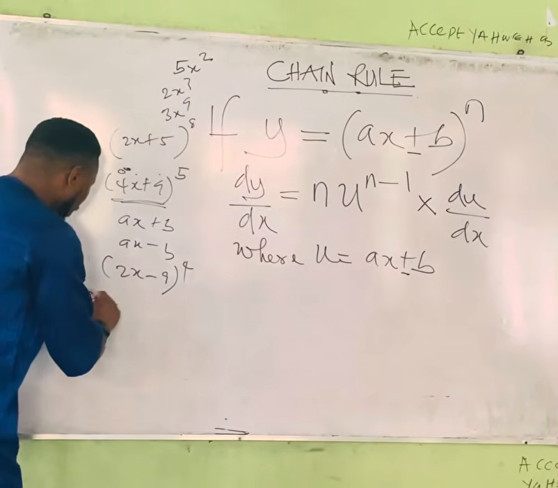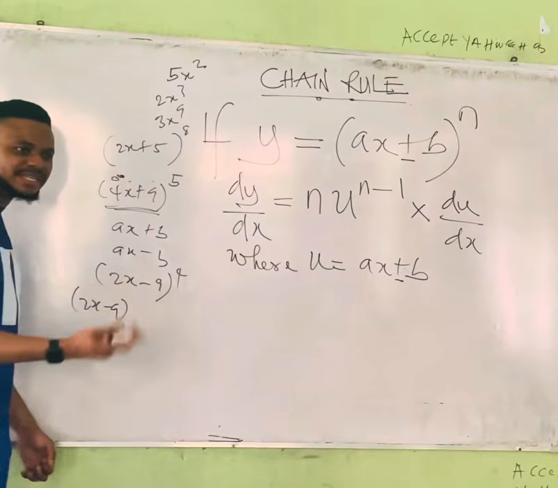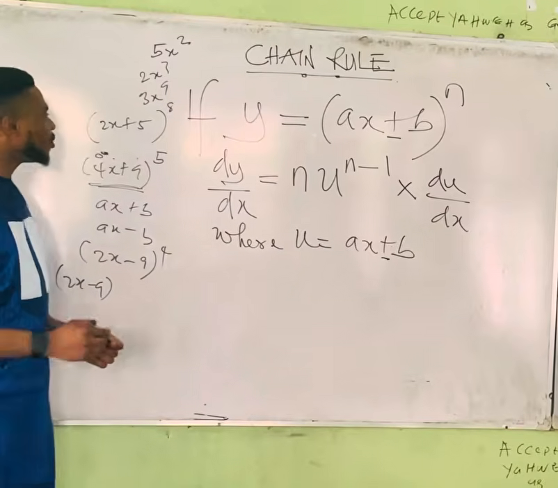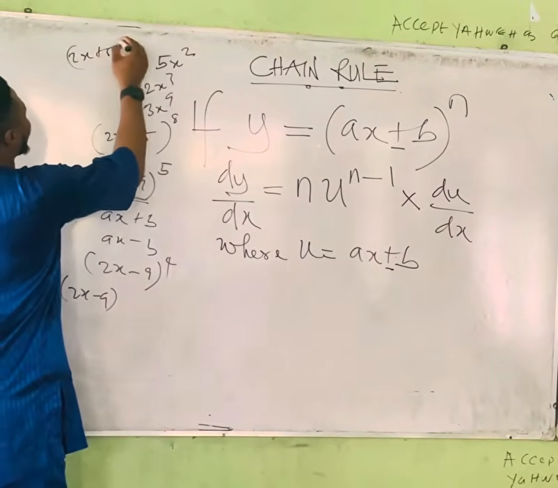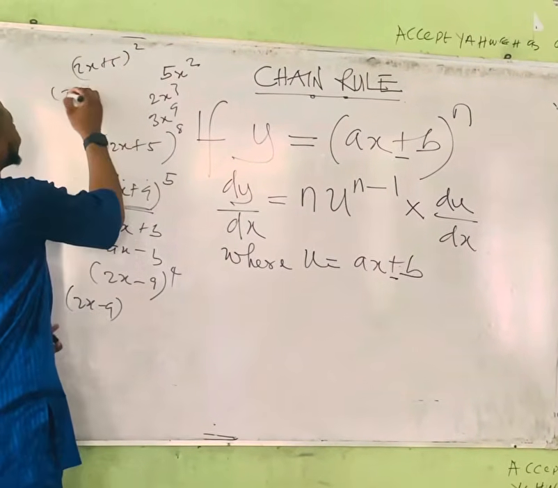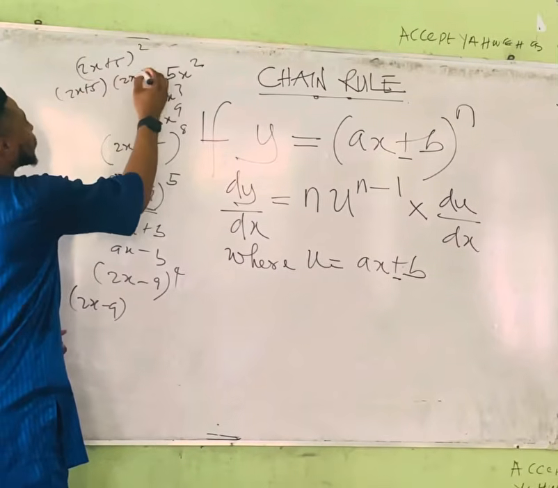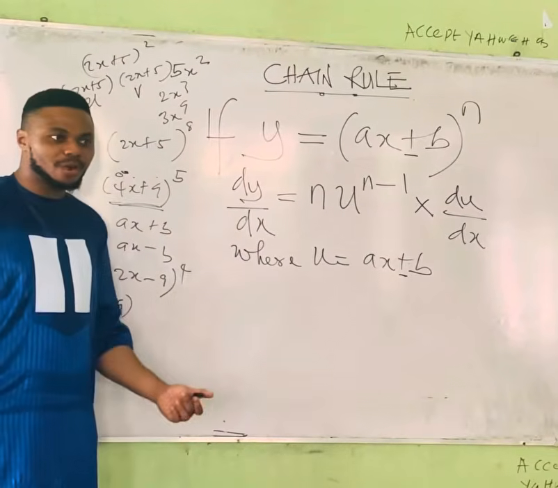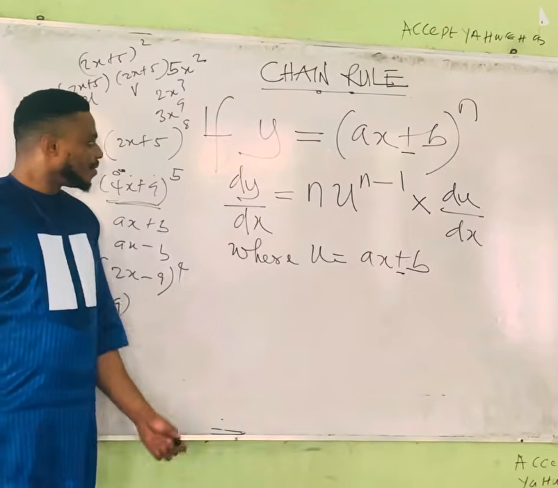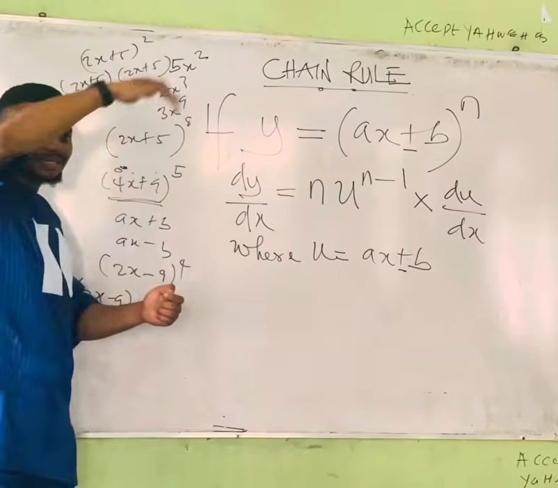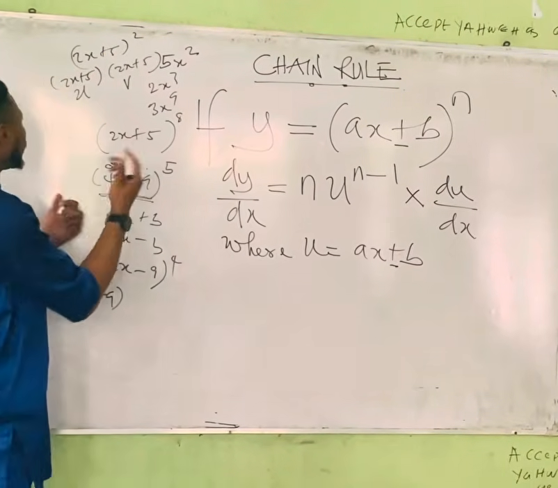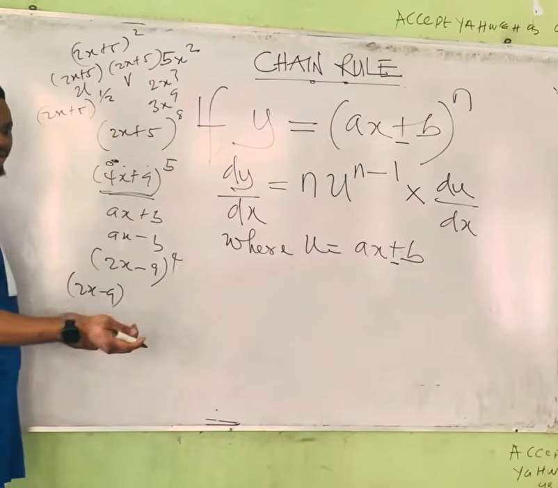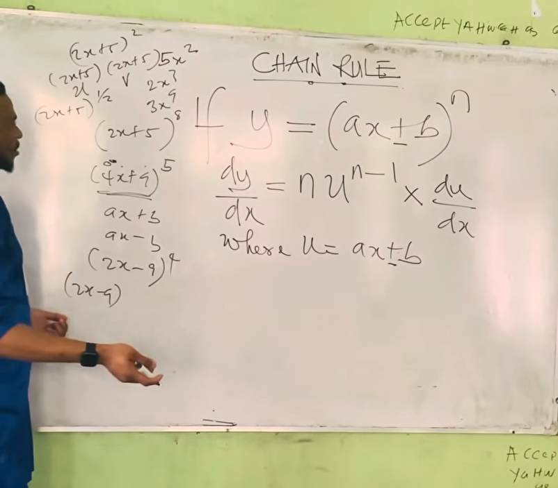You don't have to start doing 2x minus 9 four times. No. If it were 2x plus 5 raised to power 2, yes, this one will be easy. You can do 2x plus 5 times 2x plus 5. You can call this your u and this your v, then use product rule and solve it. But in this case where you have higher powers, or maybe a power like 2x plus 5 raised to power 1 over 2, how do you even do this?